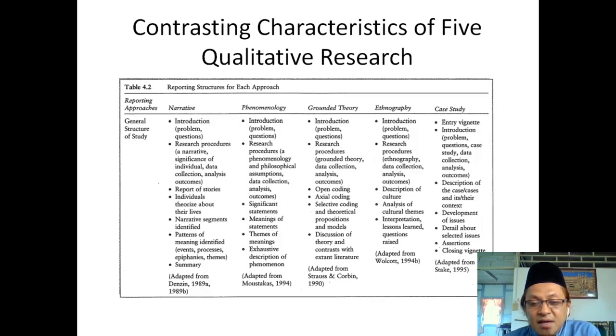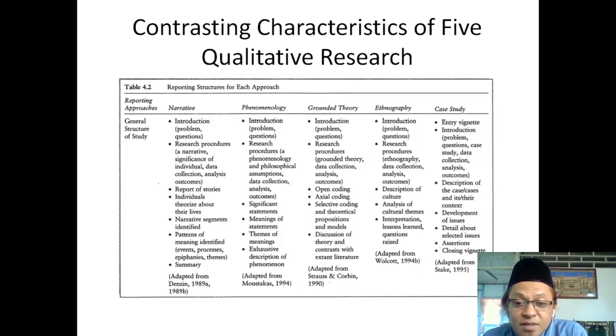Okay, grounded theory, as I've said, these terms are open coding, axial coding, selective coding, exclusive for this grounded theory. So in your writing, you have to actually show them explicitly. Creswell had taken this from the work of Strauss and Corbin, 1990.